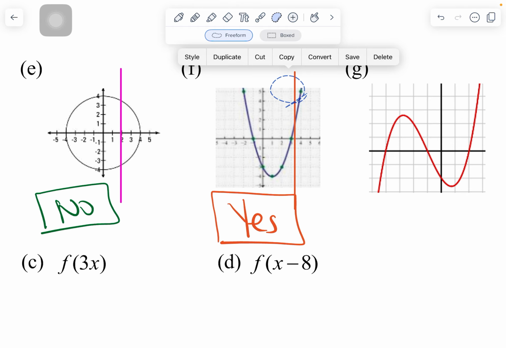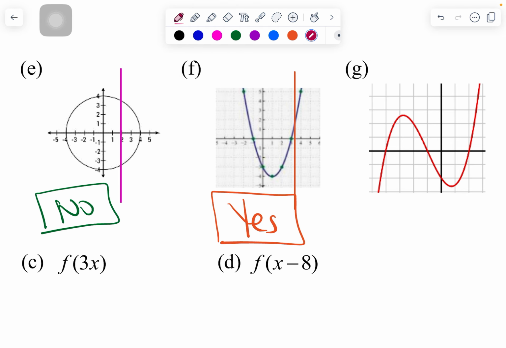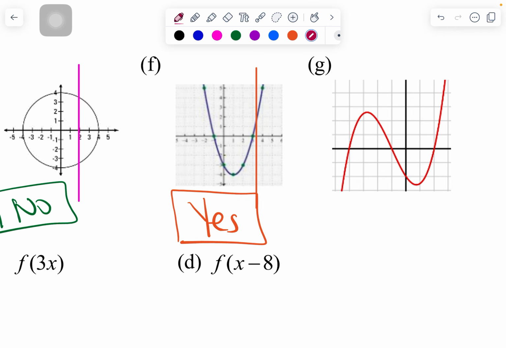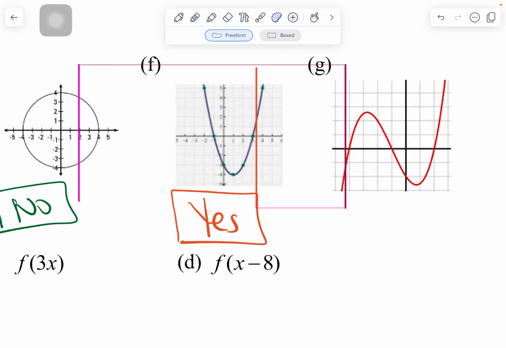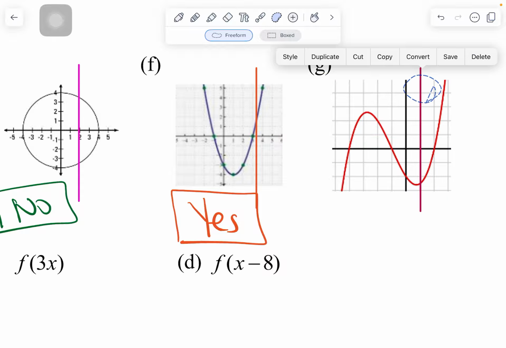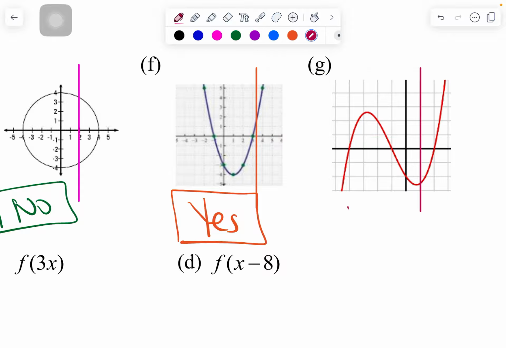All right, last but not least for part G, same basic idea here. If I take a vertical line and I draw it, I don't know, right there. Slightly better. There we go. And as I move it around, it only is ever in contact with that curve at one point at a time. So 1 point, 1 point, 1 point. So do you have a one-to-one relationship? And the answer is yes, you do.